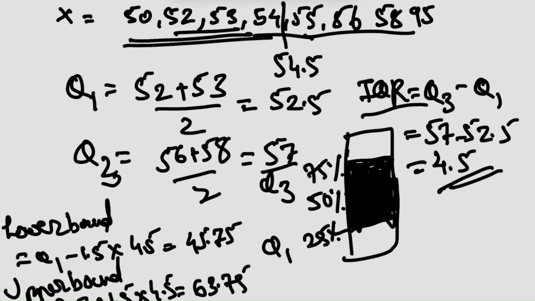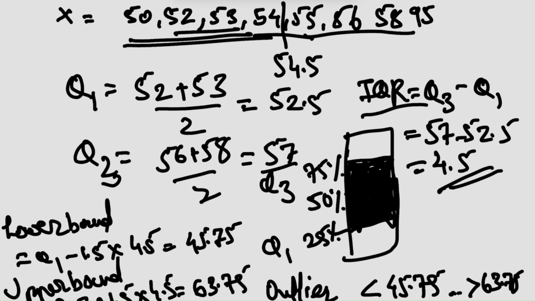So in our data set, if I define an outlier as any value which is less than 45.75 or greater than 63.75, there is only one such value in our data set, that is 95. So 95 will be detected as an outlier using this IQR calculation.